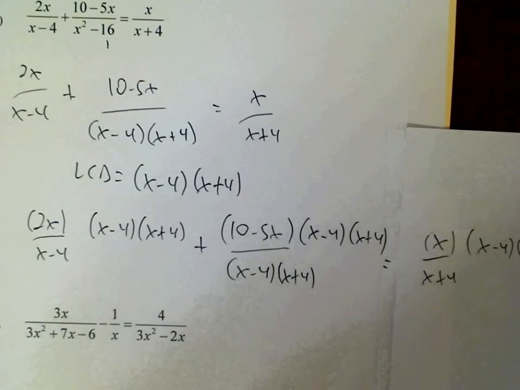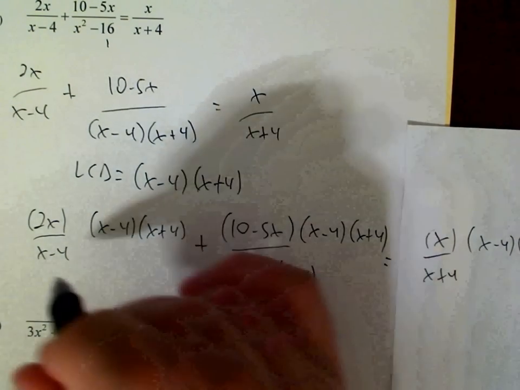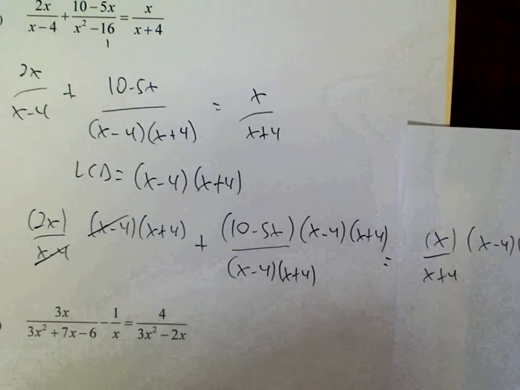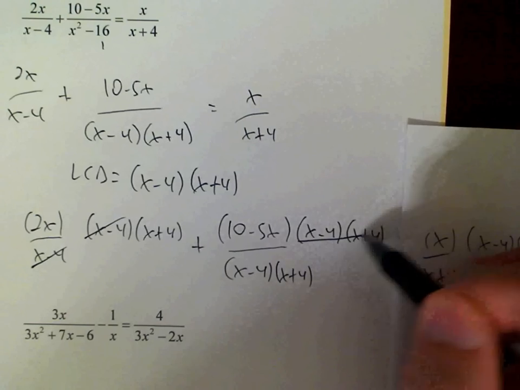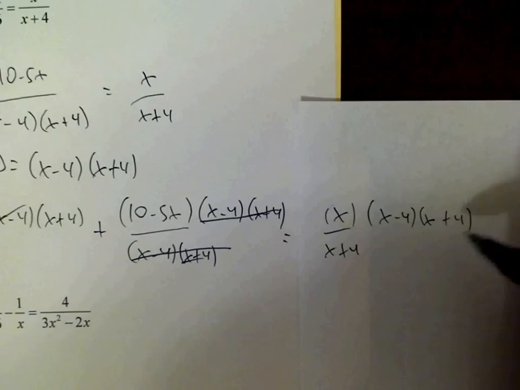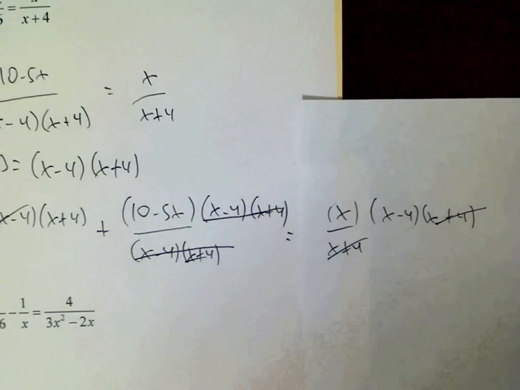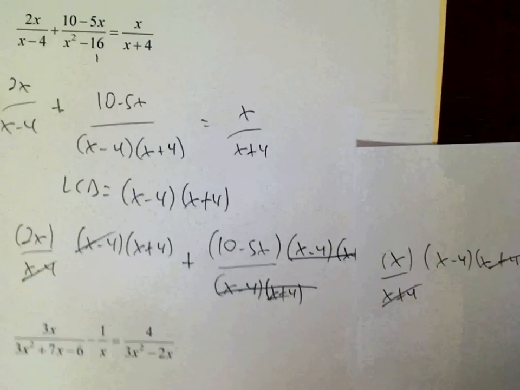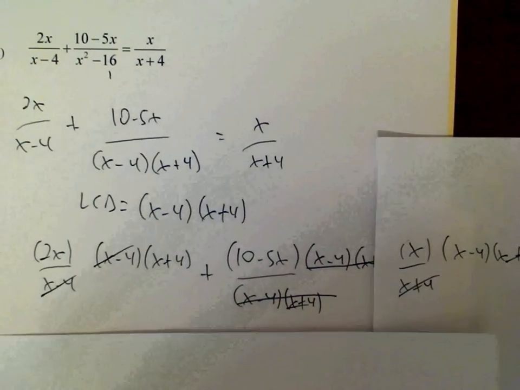So here we go. Now I'm going to start canceling the denominators. X minus 4's cancel. Both of these cancel. X minus 4, x plus 4 cancel. And over here, the x plus 4's cancel. So now what that means is, I don't have any fractions, but it's got a lot of work to do still. So I'm going to go ahead and write down everything that's left over.